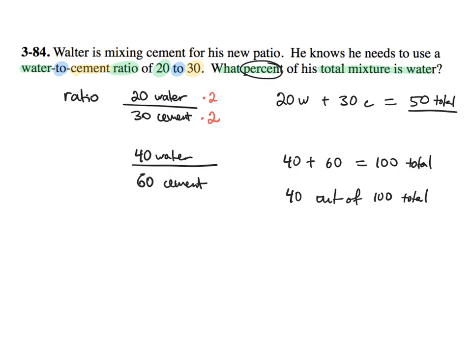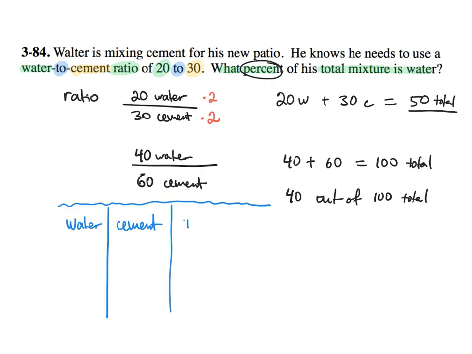So another alternative I mentioned is just to organize everything in a table. So I'm going to keep the water for one column, the cement in another column, and then total. Total means we're going to add them. So we start with the given ratio. So it was 20 for water, 30 for cement, and now I can see, oh yeah, it is 50.